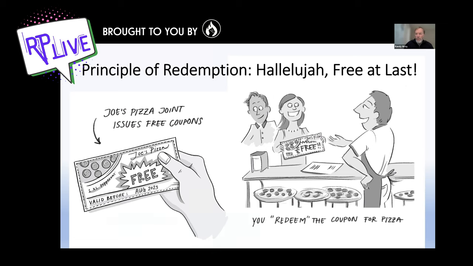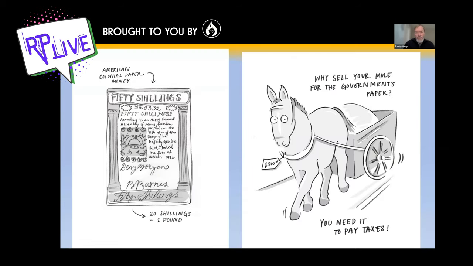Now, what does Joe do with the pizza coupon? Well, he tosses it in the pizza oven because for him, it's just a piece of paper. It used to be his debt, but now it's been redeemed. He no longer owes a pizza, and so he's just going to burn that coupon. Let me give you another example.